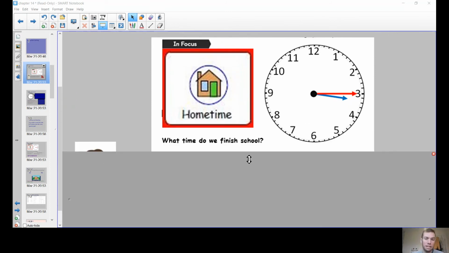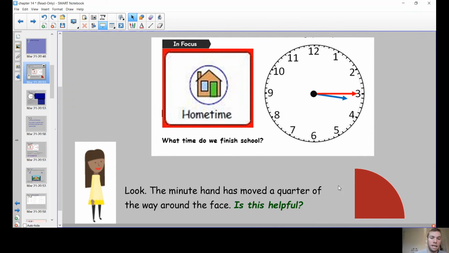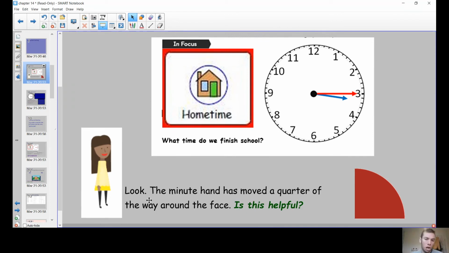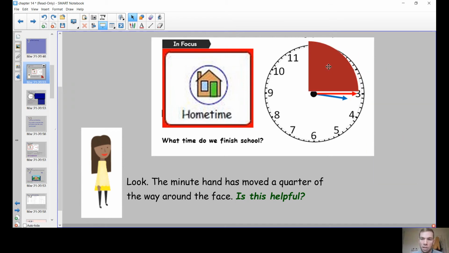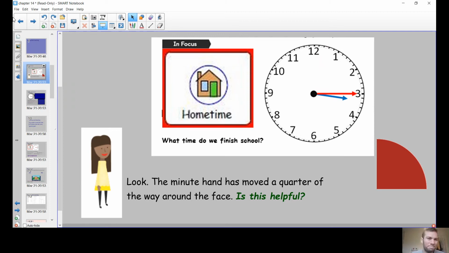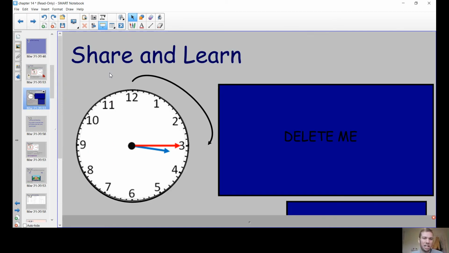Now I've got a helpful little thing down here. Look, says Hannah, the minute hand has moved a quarter of the way around the face. Is this helpful? And I've even got a shape here to show us. Look at that. It's 1 quarter, and that's just where our red hand there is pointing to our minutes end. So that is 1 quarter of the way. Is that helpful? Can you use that to say a sentence about what time it is? Okay, let's look then, let's learn.